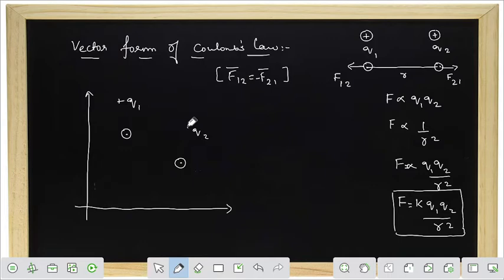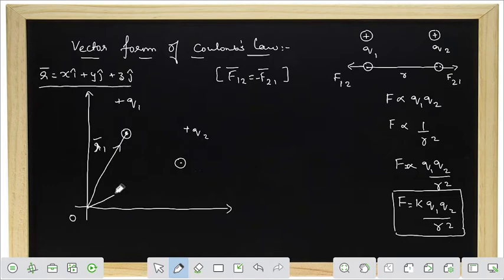In order to write any forces acting on it, it is very important that we define a position vector for it. The position vector for q1 will be drawn from the origin. This is my origin and this is the reference point I am taking. I can write this as r1 bar, the position vector for that particular point. What is r1 bar? R bar is basically x i cap plus y j cap plus z k cap. It tells us the position of that particular charge in the Cartesian coordinate system. So this is the position of q1 and this is r2. The position of q2 is defined as r2 bar.